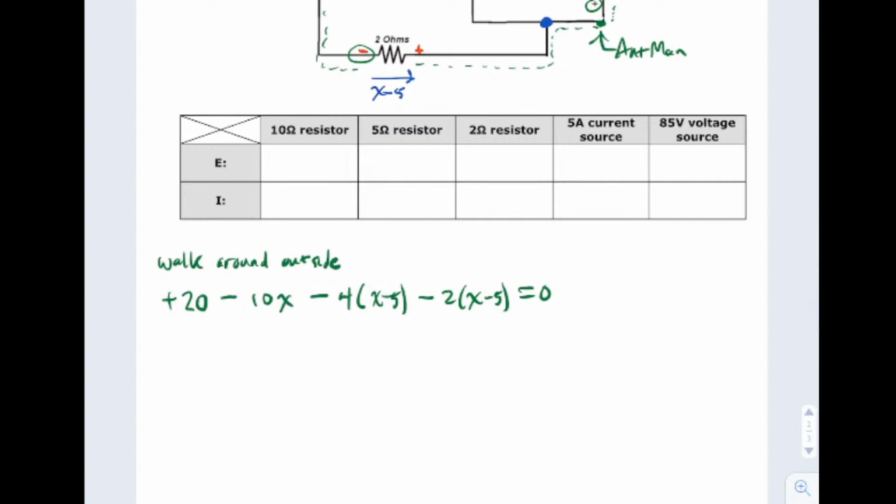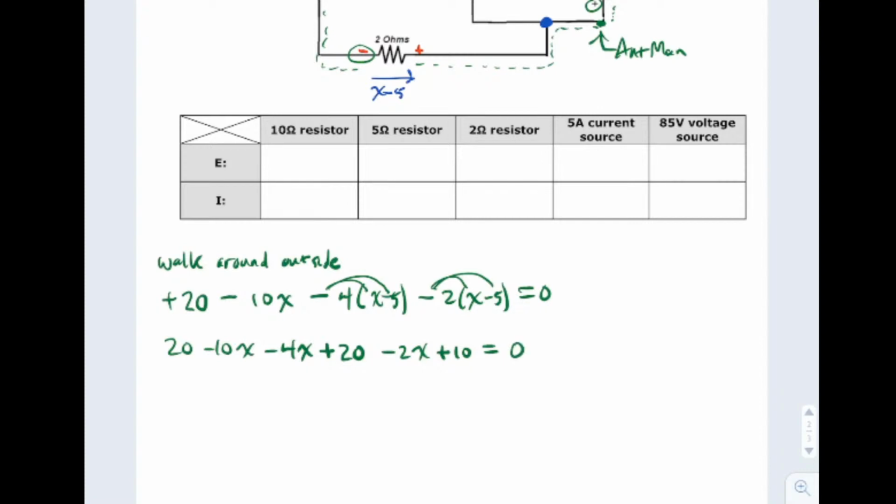Now we want to solve this thing. 20 minus 10x stays the way it is. This is called distributing. Take a minus 4 times x. Take a minus 4 times a minus 5 is a positive 20. Over here, minus 2 times x is minus 2x. Minus 2 times minus 5 is plus 10. Make sure you're handling this negative times negative properly. And that all equals 0.